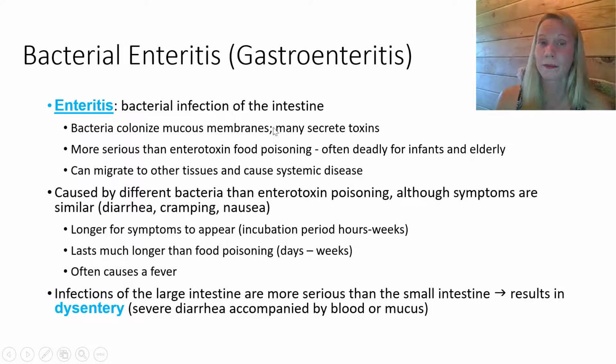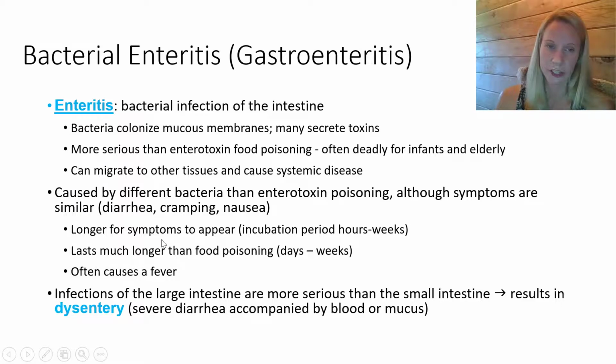Now, they may or may not also be secreting toxins, but we do differentiate this from enterotoxin food poisoning in that it's the bacteria that are causing the damage. So they're colonizing. Eventually, they do produce many types of toxins, though, that cause damage.